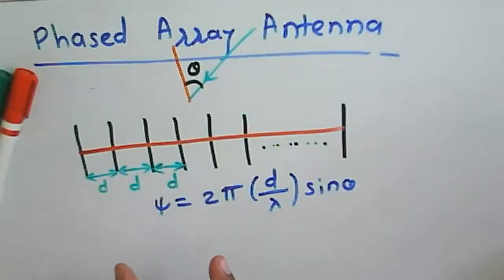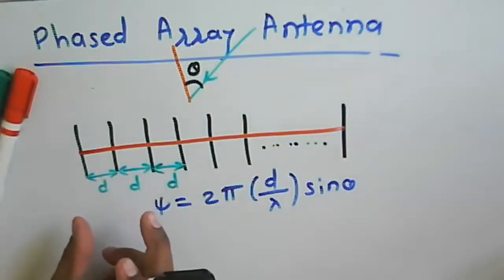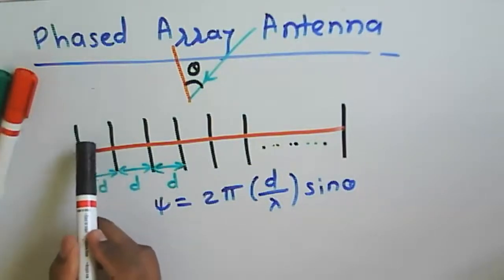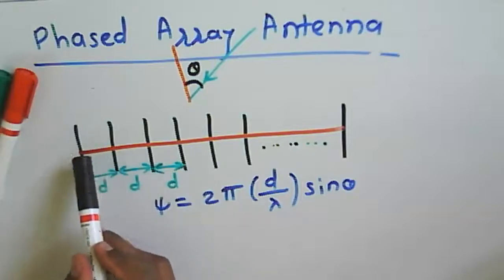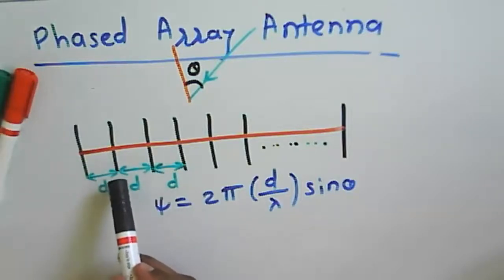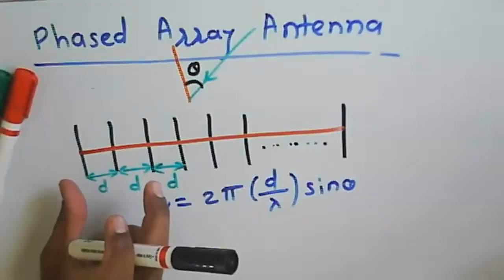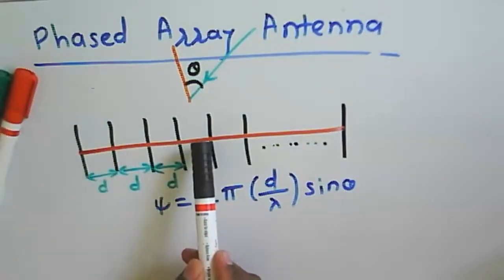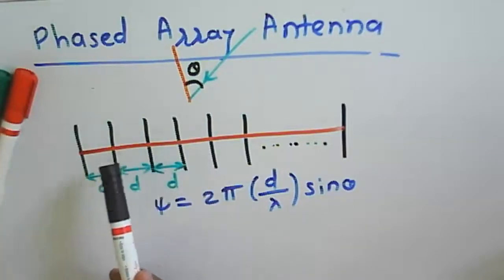And then we see here the difference in the phase. The difference in the phase of the signals in adjacent elements is nothing but psi. For these adjacent elements, psi is the phase difference here. And generally we consider that the amplitude applied to each and every element will be constant, and the phase for each element will be different.